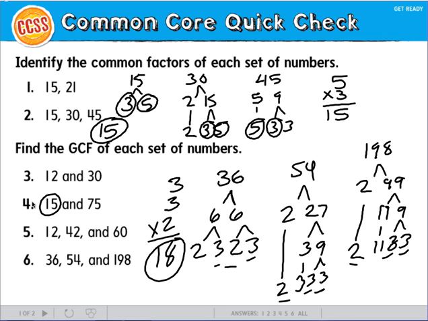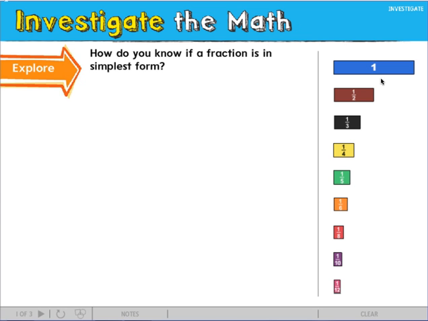Number 4, we decided that just by looking at it, we could tell that 15, because 15 times 5 is 75. All right, and number 6, we factored them all out, and they had two 3s and a 2 in common, so 3 times 3 is 9, times 2 is 18, so number 6, 18 was our answer. All right, so how do you know if a fraction is in simplest form?